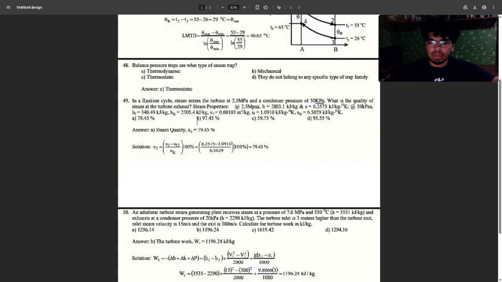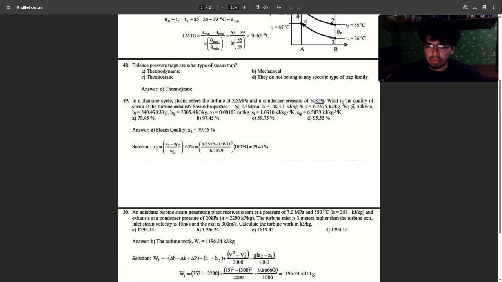Next. Balance pressure traps are what type of steam trap? A. Thermodynamic, B. Mechanical, C. Thermostatic, or D. They do not belong to any specific type of trap family.